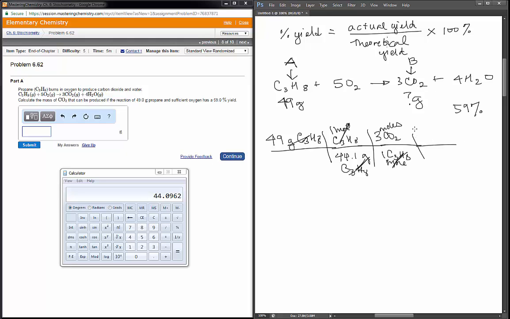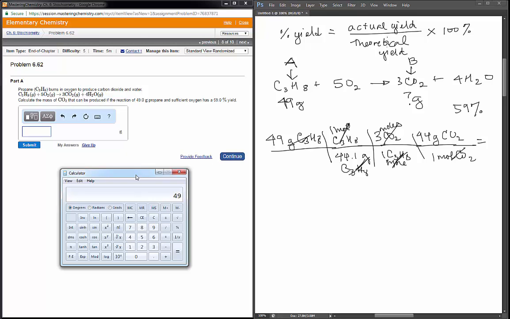And then next we need the grams of B, and our roadmap tells me that if I have moles of B and I want grams of B, I need to use the molar mass. So that's going to be 1 carbon at 12.011 plus 2 oxygens at 15.9994. Gives me a molar mass of 44 grams in a mole. And that gives me grams of CO2 produced.